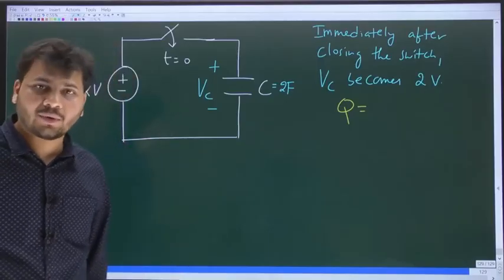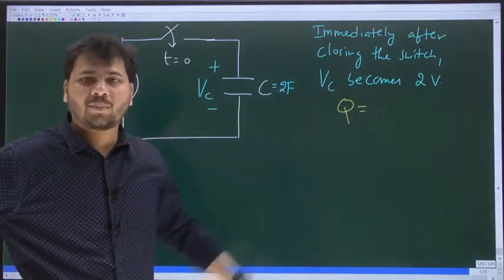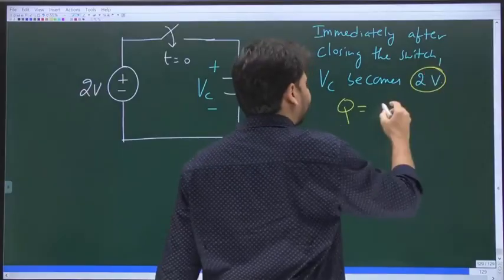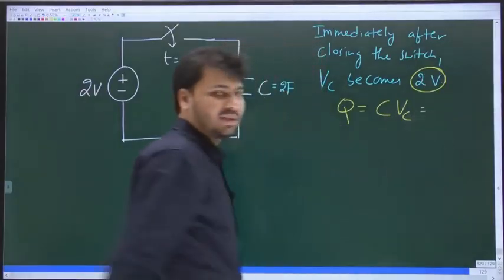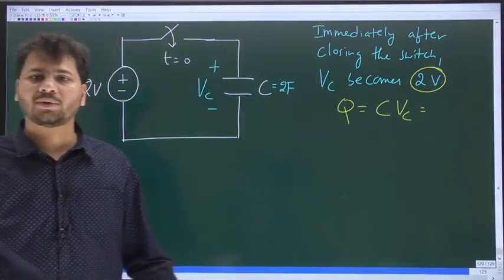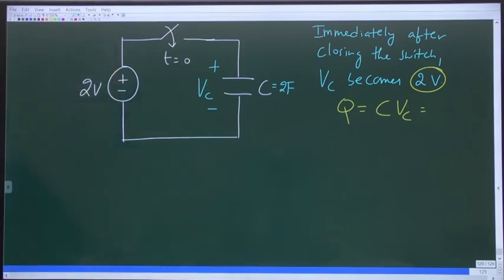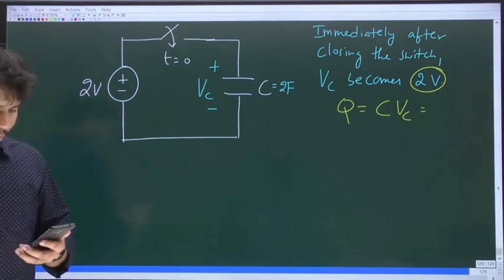Immediately after closing the switch, voltage across the capacitor becomes 2 volts. Q is equal to C times Vc. Yes or no? Charge stored in the capacitor is C times Vc. Did you say 4? 4 coulombs, right? Very good.